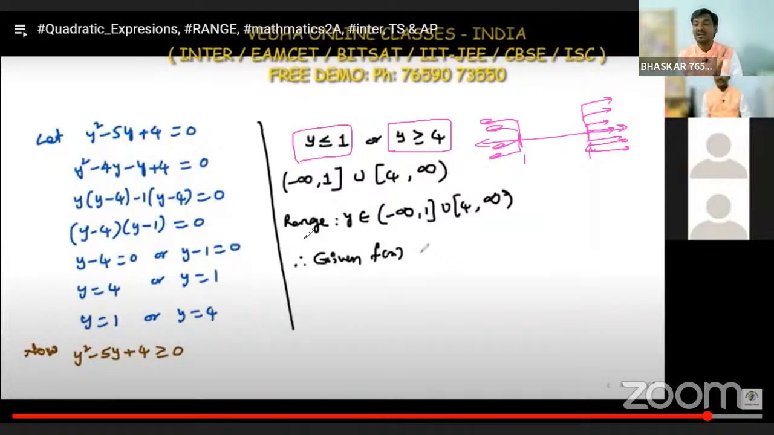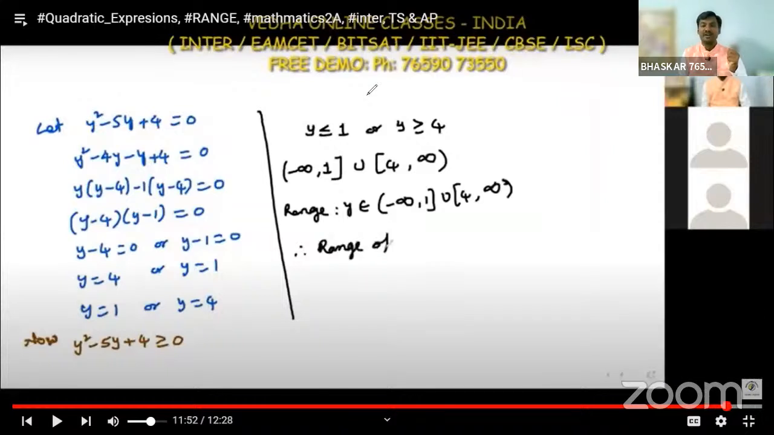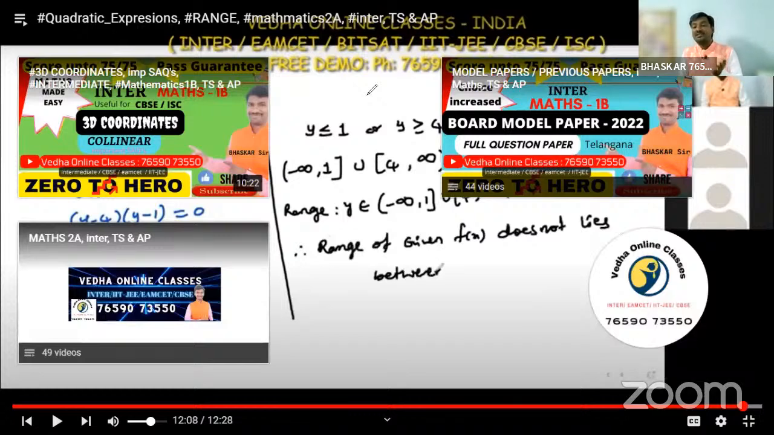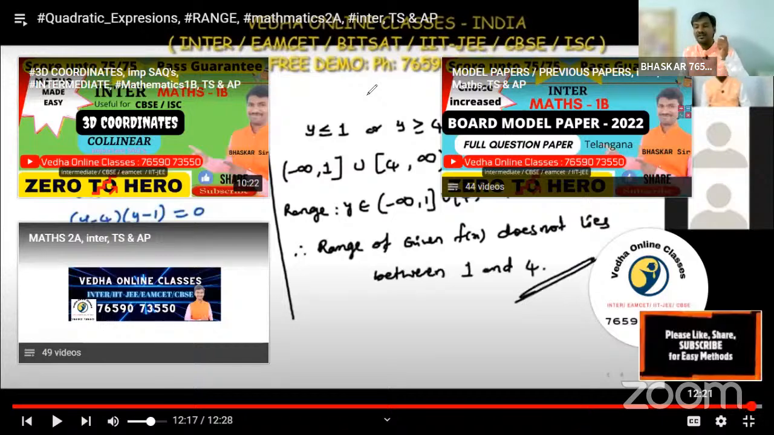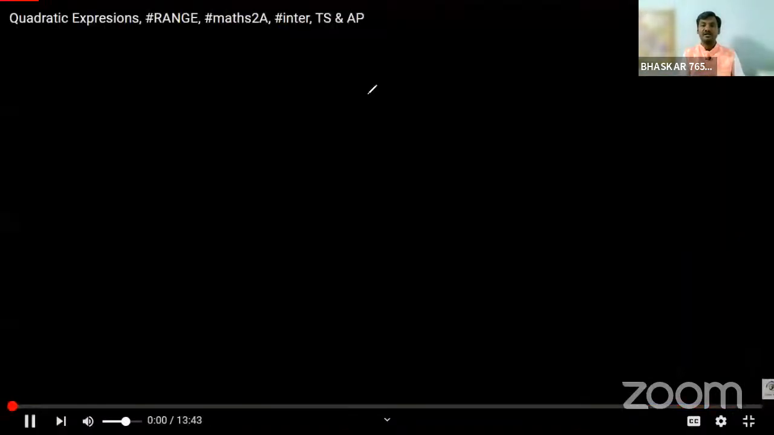What is the range here? He may ask whether the range lies between or does not lie between; like that he will ask the question. If we ask the range, we have to write it like this: y belongs to minus infinity to 1 union 4 comma infinity. So the range of the given f of x does not lie between 1 and 4. Understood?